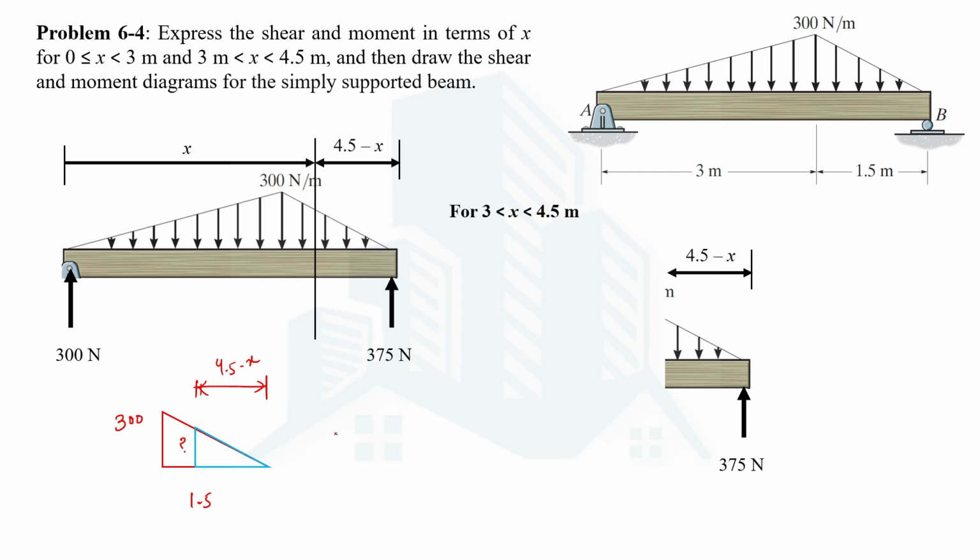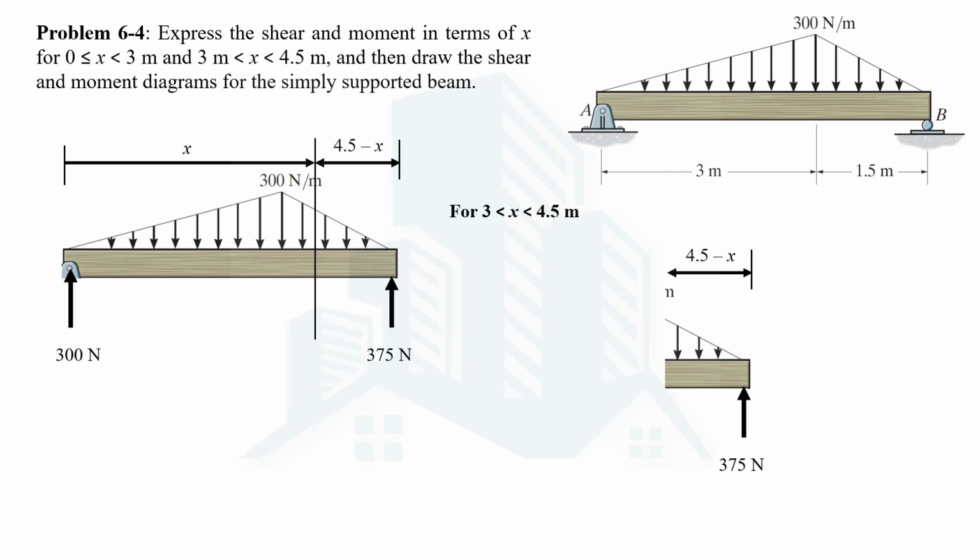The slope would be the same. The slope of the bigger triangle will be 300 divided by 1.5. In the case of the smaller one, it would be unknown divided by 4.5 minus x. So from here we can determine this unknown. Let's simplify the calculations. This unknown would be equal to 200 multiplied by 4.5 minus x, or if you want to simplify, this will be 900 minus 200x. It's up to you whether you take 200 times 4.5 minus x or 900 minus 200x.